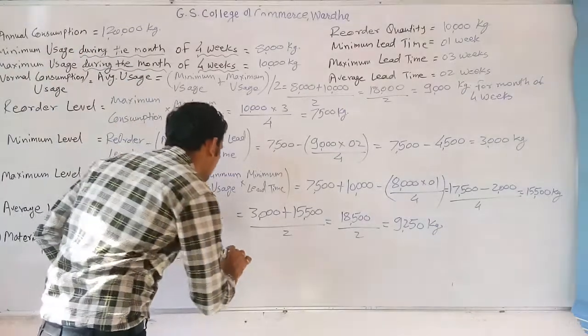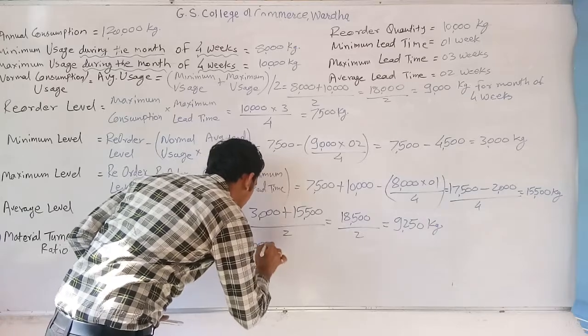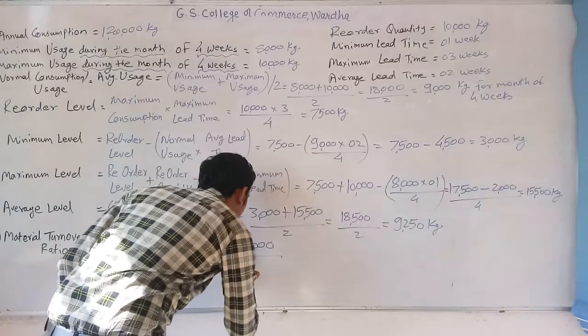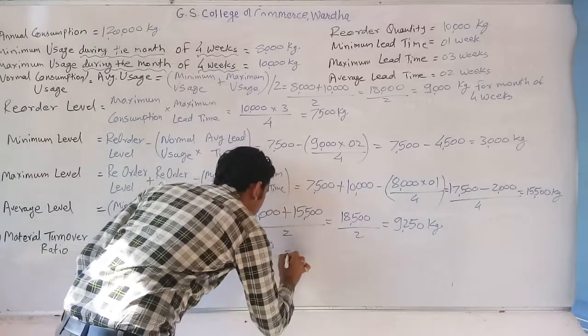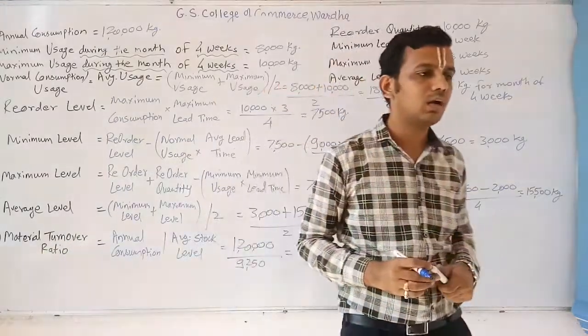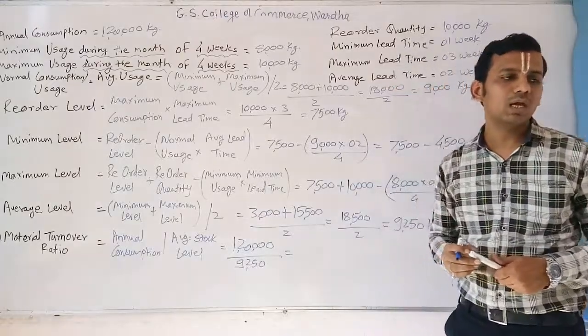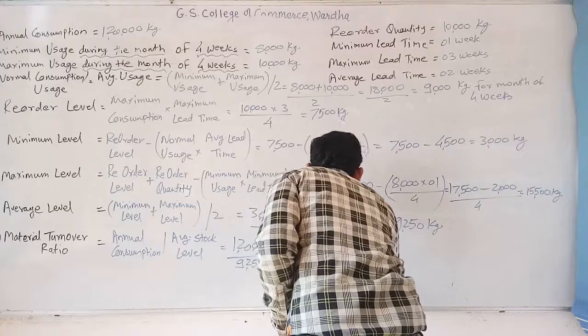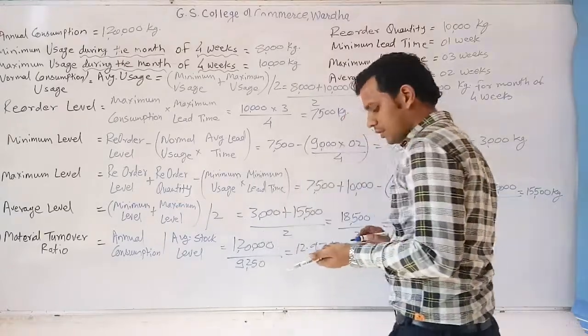We will put the value 1,20,000, that is our annual consumption, divided by average level of stock. We have calculated 9,250 kg. 1,20,000 divided by 9,250 kg, we would get our answer as 12.97 times, which is our material turnover ratio.